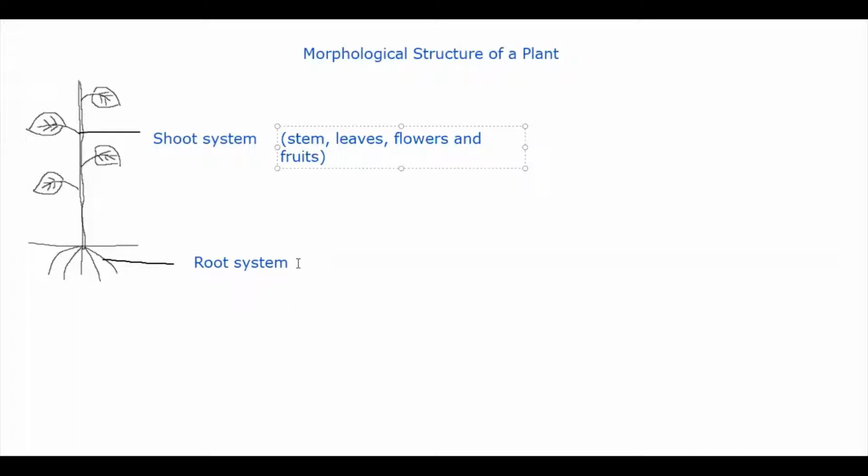While the root system is a non-green part of a plant, and it normally remains underground. Now let's study the types of roots. Generally there are two types of roots. One is a taproot and the other one is a fibrous root.